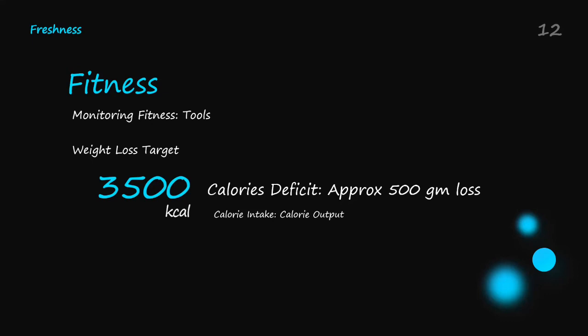What is a calorie deficit? You eat nutrient dense food rather than calorie dense food. When I say nutrient dense food, I'm talking about really healthy food, like all green vegetables, maybe eggs or dairy, some good cereals or legumes and pulses.